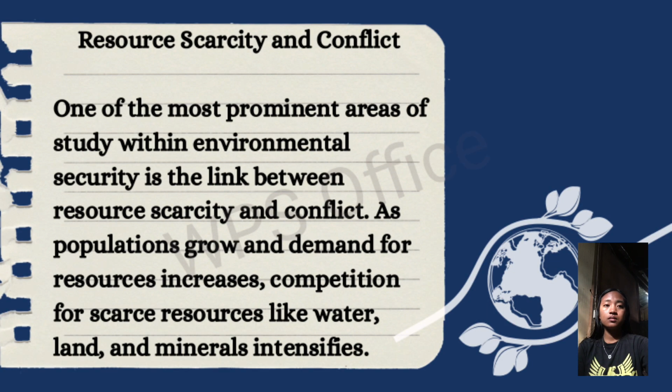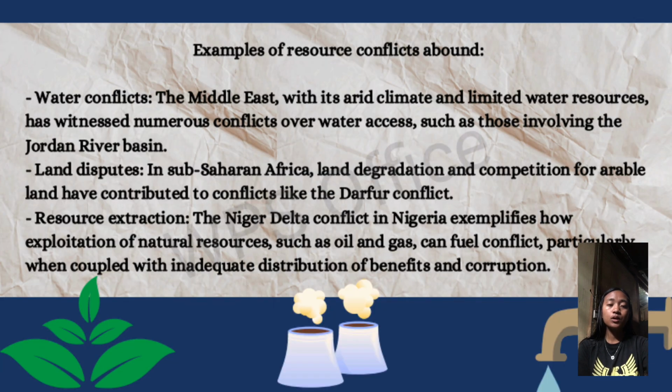Next is resource scarcity and conflict. So one of the most prominent areas of study within environmental security is the link between resource scarcity and conflict. As the population grows and demand for resources increases, competition for scarce resources like water, land, and minerals intensifies. And these competitions can lead to tensions and conflicts, particularly in regions with weak governance, existing social tensions, and a history of resource disputes.